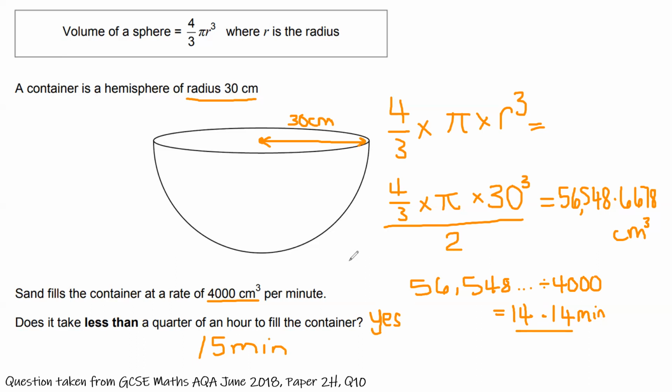Okay, so quite a lot of steps there and quite a lot of different bits that you needed to know or do. So luckily we've been given the volume of the sphere, but you then have to remember to divide that by 2 to work out the volume of the hemisphere. You then need to divide it by 4,000 to work out how many minutes it takes. And then you need to know that that is less than a quarter of an hour. So definitely not an easy question. Well done if you managed to figure it all out without any help. But absolutely, if you needed this working through, then I do not blame you.